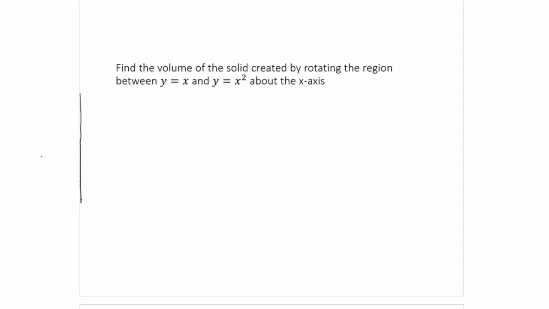All right, so let's see, y equals x. Well, that's just a line through the origin. Y equals x squared, that's our basic parabola. And so what we're doing is we're taking this region, that's the region that's bounded, and we're rotating that region about the x-axis. And so then we'll get a shape that's sort of like this.